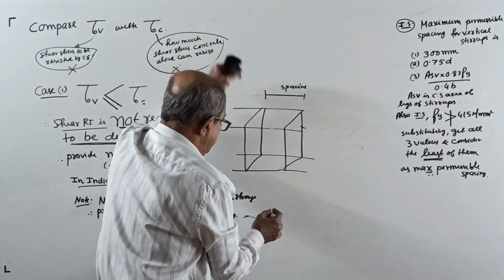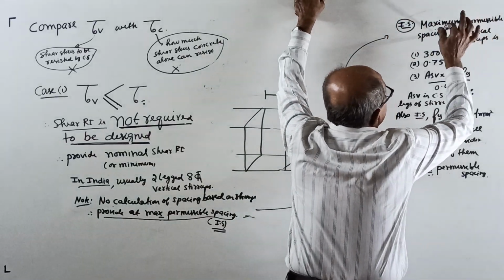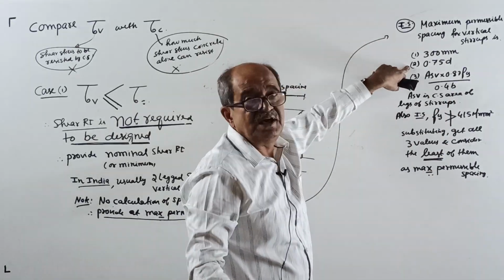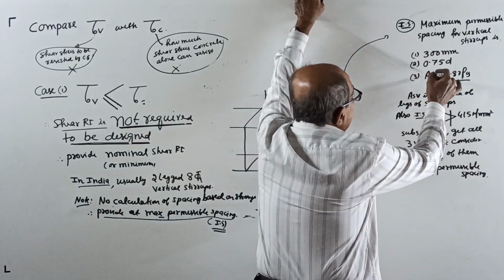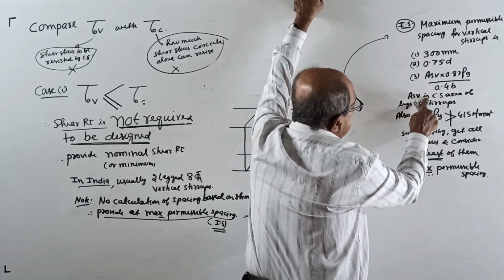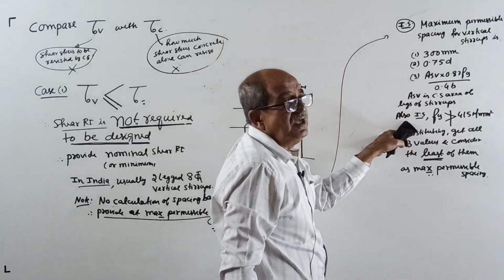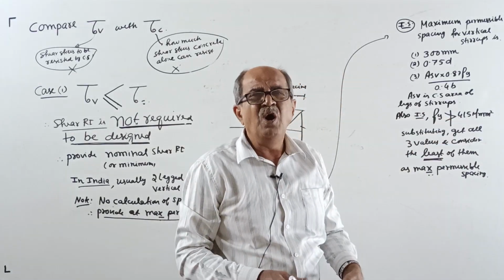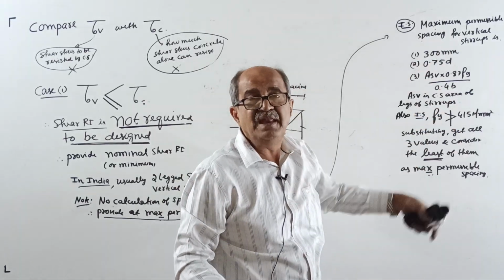As per IS code, the maximum permissible spacing for vertical stirrups is, one, 300 millimeter; two, 0.75D; three, ASV into 0.87 fy by 0.4b. ASV is the cross-sectional area of legs of stirrups, and IS code says fy is not to be taken more than 415. This I told earlier in working stress. Anyway, when I do numericals, I will explain once again.